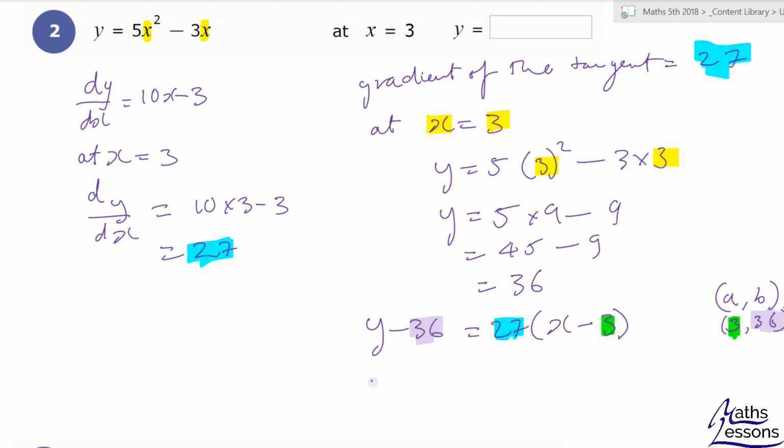And then we can multiply this all out to simplify and get the answer they want in the y equals form. We get 27x minus 3 times 27, which is 81. Add 36, so y equals 27x, and 36 minus 81 gives minus 45, because you're adding that onto a negative number. So we get 27x minus 45.